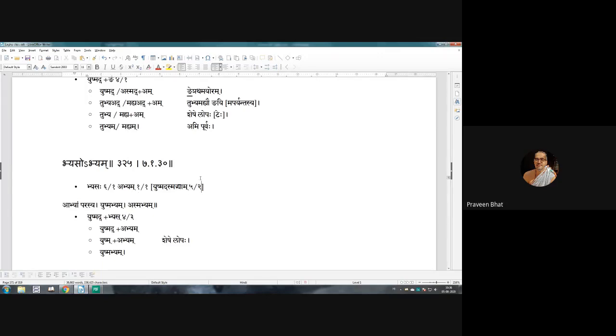Panchami Divachana. Vyasaha Abhyam Syat. So Abhyam Parasya Vyasaha Abhyam. Yushmad Asmad Bhyam Parasya Vyasaha Abhyam Iti Adesha Syat. Thereby Yushmad plus Vyas will be Yushmad plus Abhyam. Then Sheshe Lopa. Since Ad is not replaced at all, it will undergo Lopa. You will get Yushma, Yushmakara, ending with Makar.